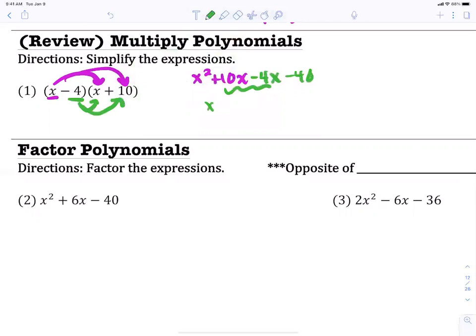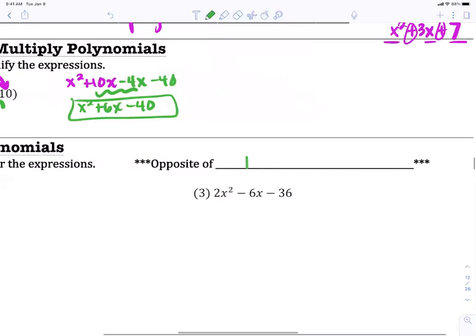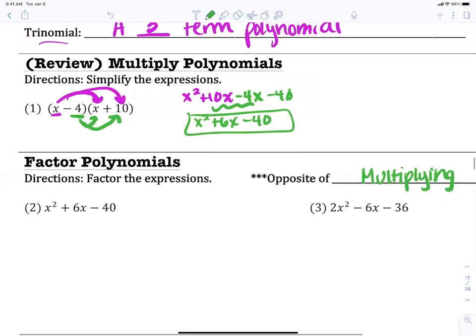So really that part obviously isn't new, but I want you to focus on exactly what you just did. When we multiply, we took 2 binomials, we multiplied them together, and then we simplified. Factoring is the exact opposite of multiplying. This is something you should have used in geometry, and it's definitely something we did in Algebra 1.